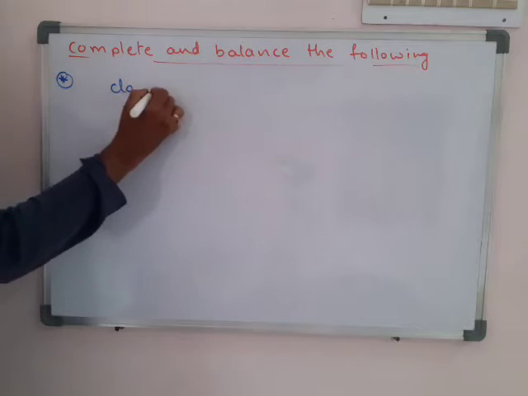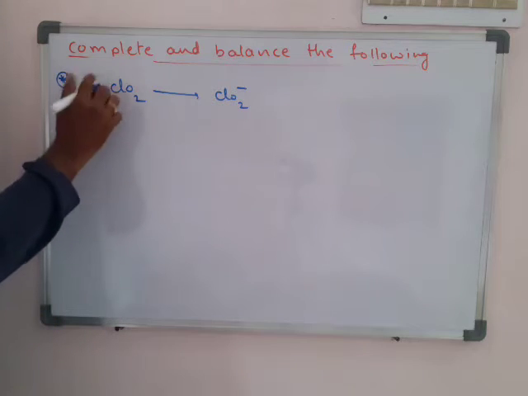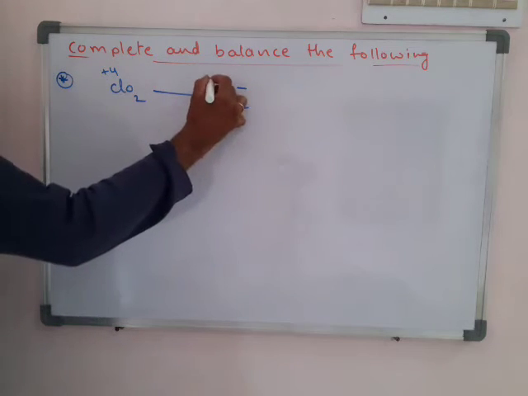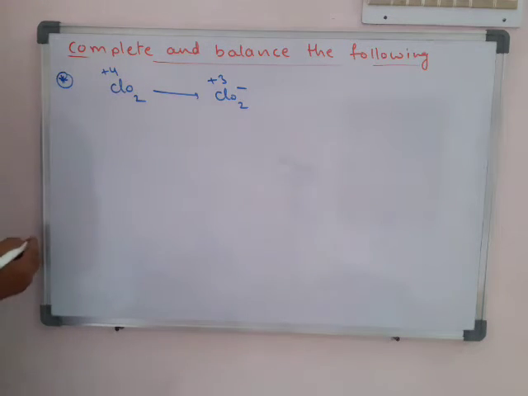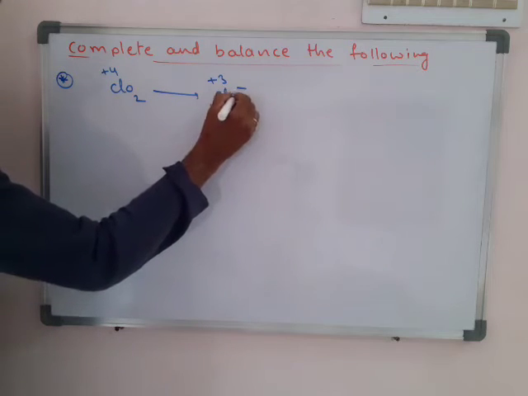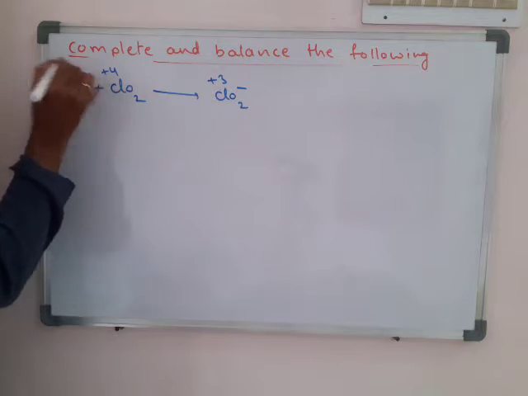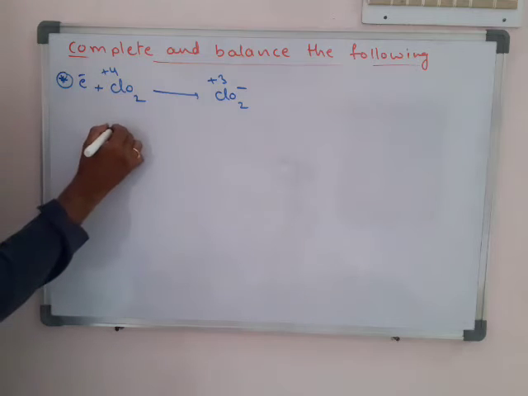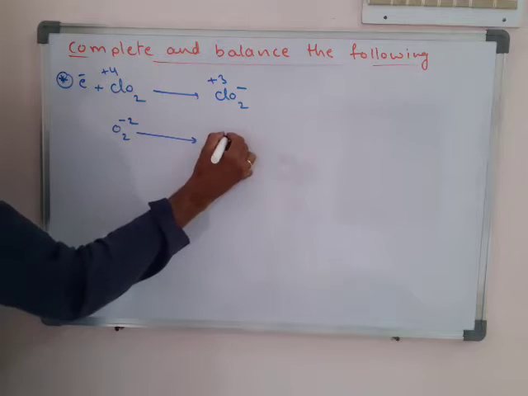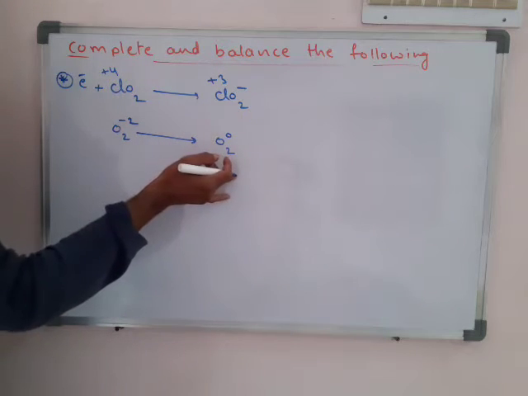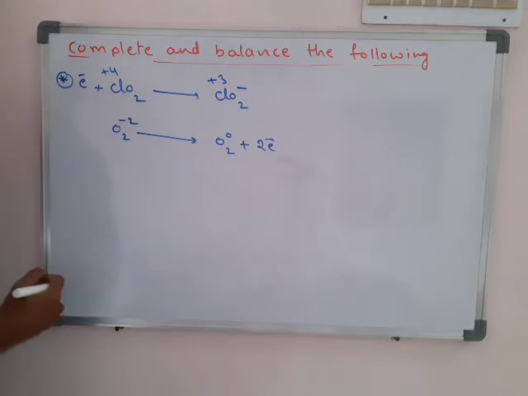So first I am writing the electrons. ClO2 becomes ClO2 minus, the oxidation number becomes plus 4 to plus 3. So when plus 4 becomes plus 3, that is gaining of 1 electron takes place. Gaining of electron is reduction. Next O2 2- becomes O2 with oxidation number 0. Here -2 becomes 0, meaning losing of electrons, that is 2 electrons.